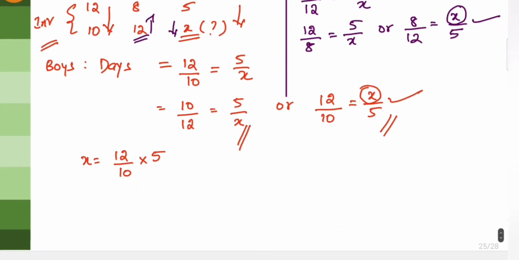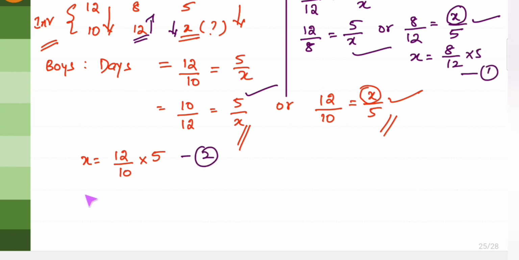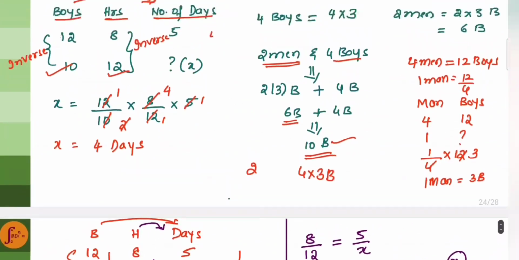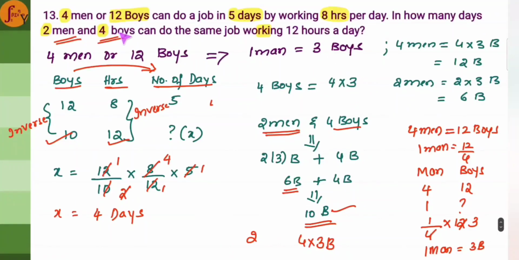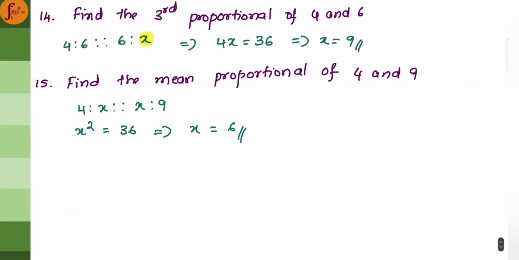So now I'll have to club both of these. I'll get x is equal to 8 by 12 into 5. When I club this one and this one, it's going to be x is equal to 12 by 10 into 5 into 8 by 12. Don't take this 5 two times. Once you take this 5, that's it. So now you will solve and you will get x is equal to 4 days. So it will take 4 days for 2 men and 4 boys to do the same job. So that was the last problem related to 3 markers and 5 markers.